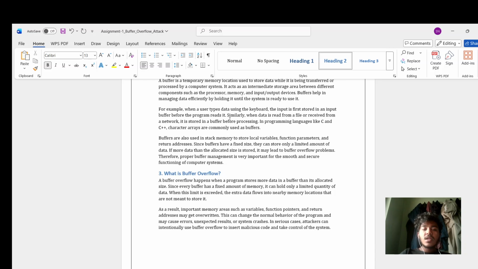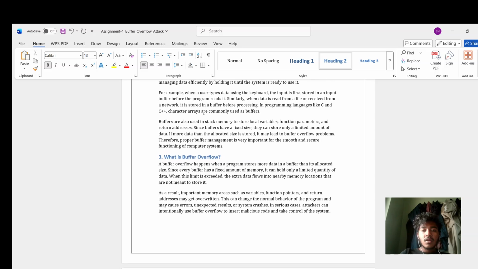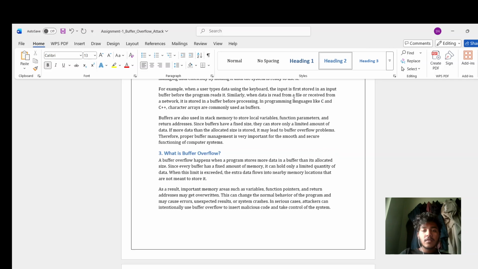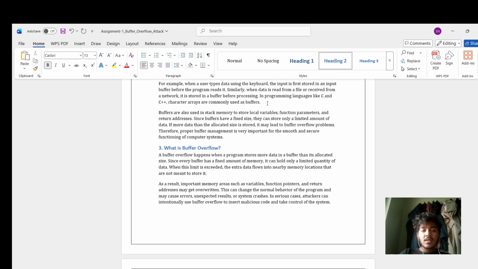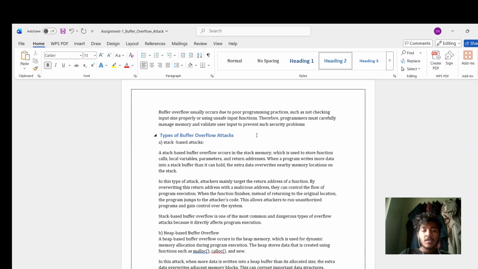For example, when a user types data using the keyboard, the input is first stored in an input buffer before the program reads it. Similarly, when data is read from a file or received from a network, it is stored in a buffer before processing. In programming languages like C and C++, character arrays are commonly used as buffers.